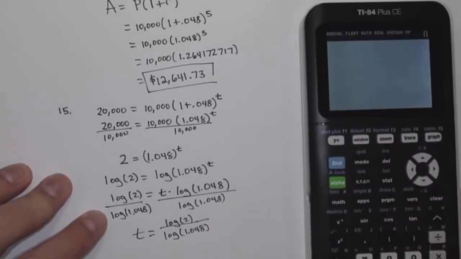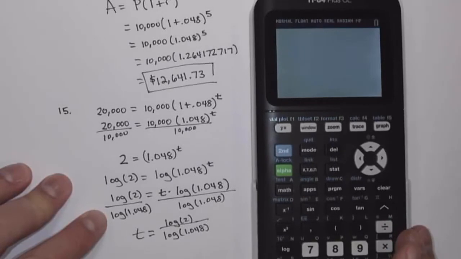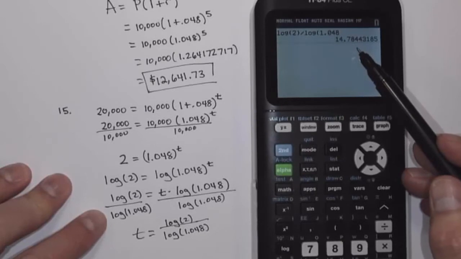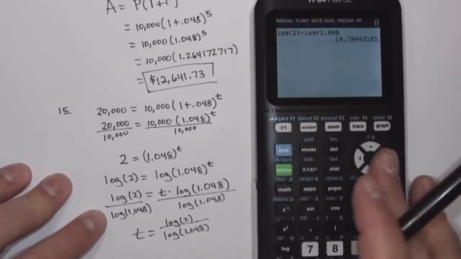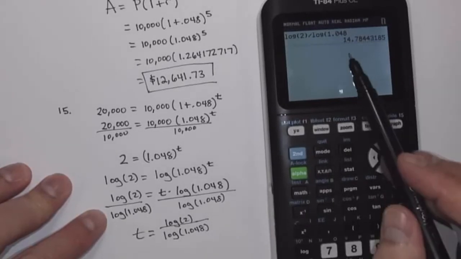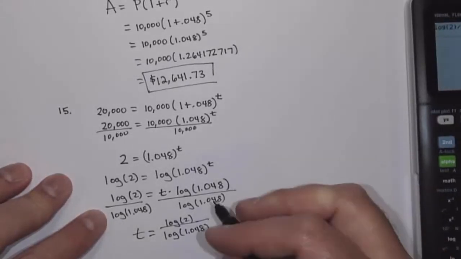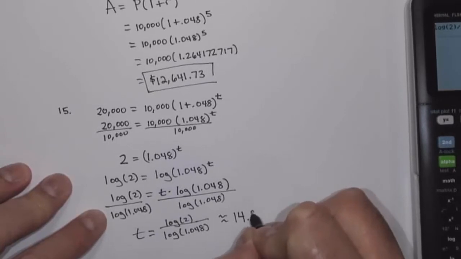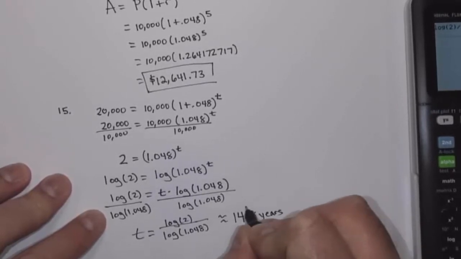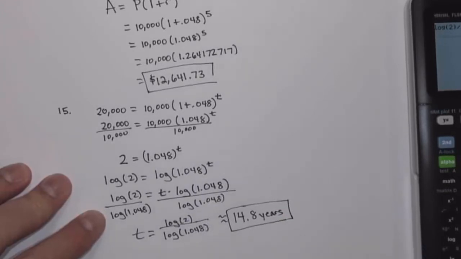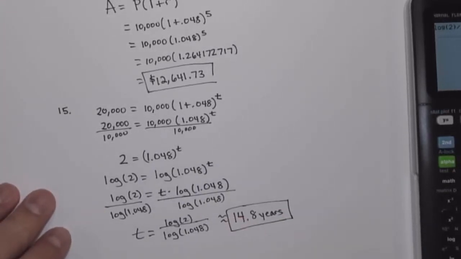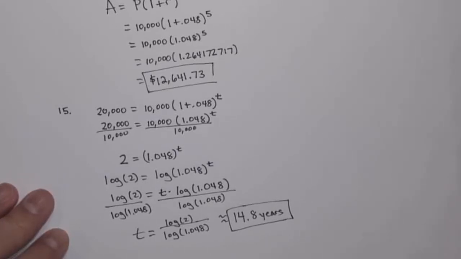So if we do this again on the calculator, let me pull that in a little farther so you can see it. I'm going to take the log of 2 divided by the log of 1.048, and when I do that, I get 14.7844. So if I round to the 10th place, that's going to be about 14.8 years. So it's going to take about 14.8 years for my original investment of $10,000 to double to be $20,000. Let's move on to number 16.